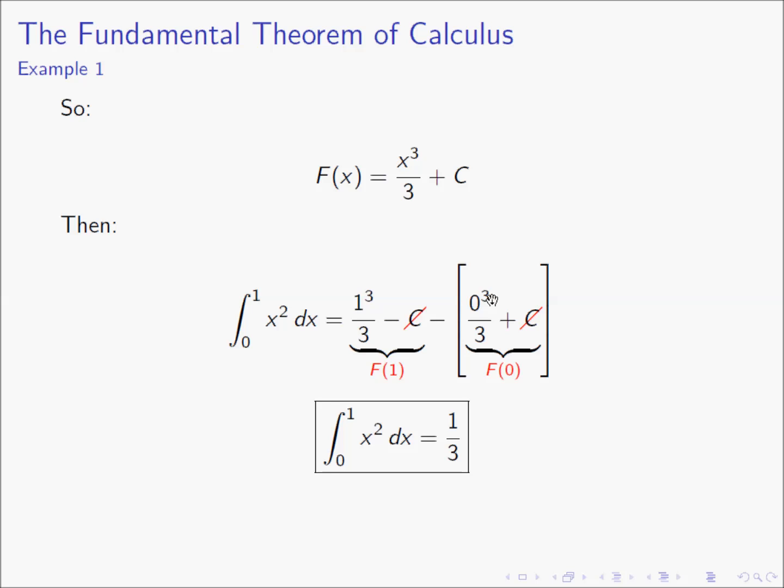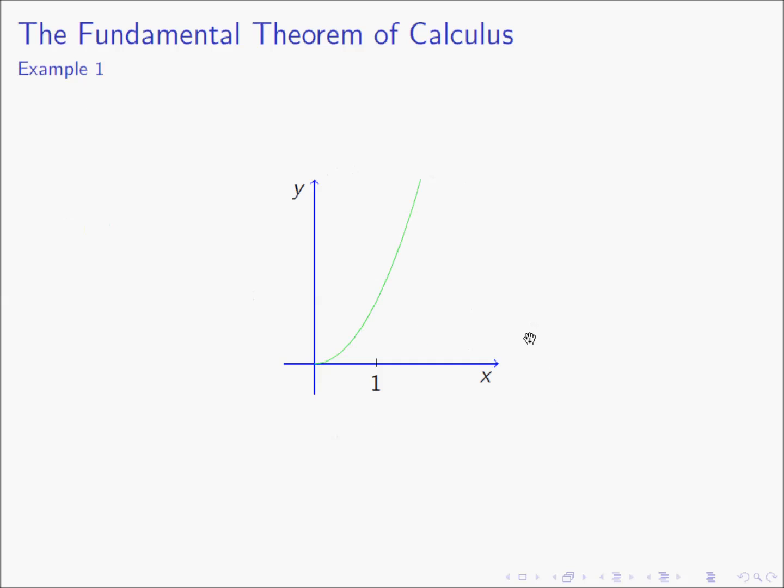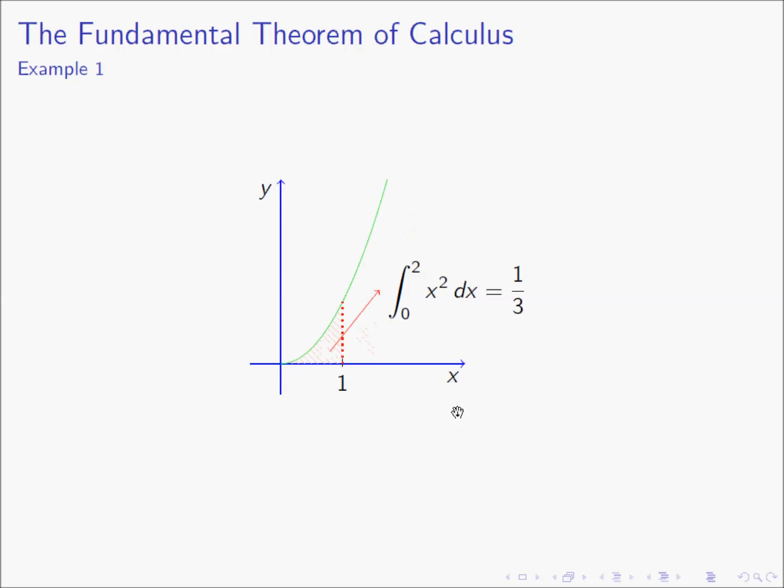So let's try to understand what this means. Here we have the graph of the function x squared, and what we calculated is this integral, the integral from 0 to 1 of x squared dx. Here it should be 1, not 2. And we proved that this equals 1/3. This integral represents this area that is in red here. It is the area under the curve from 0 to 1.